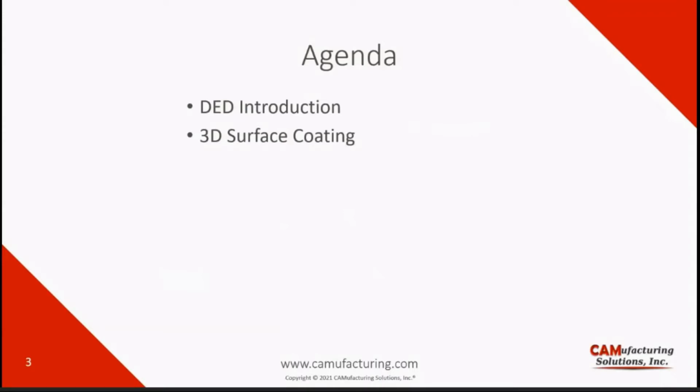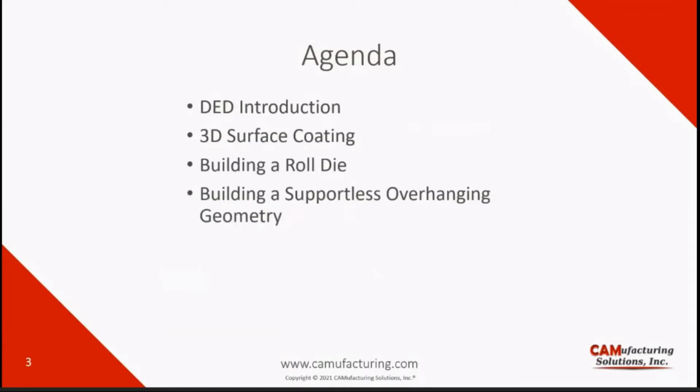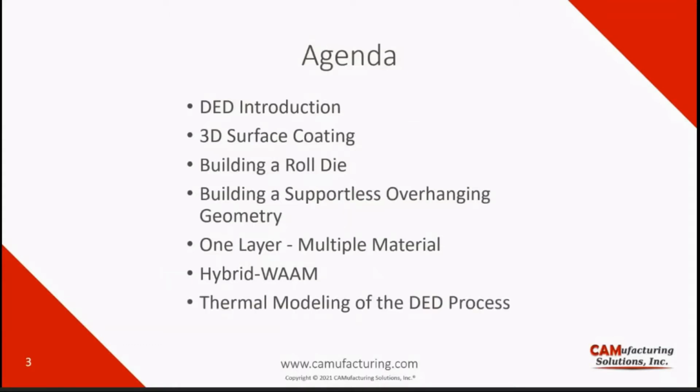The first example will be a 3D surface coating, followed by building a roll die, building a supportless overhanging geometry, which is one of the big challenges in hybrid and additive manufacturing. One layer multiple material, which will describe one of the great utilities of APlus called AMZ layer merge. Hybrid wire arc additive manufacturing example. And the final example is the thermal modeling of the DED process.